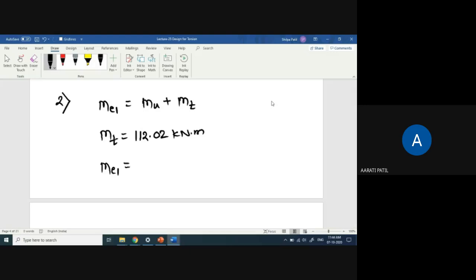202.02. 202.02, right? Now, what is the step? We have to compare MT with MU, right? What is the MU value given? I will write down somewhere here. What is the MU value given? 90 kilonewton meter. Okay. Compare MT with MU.